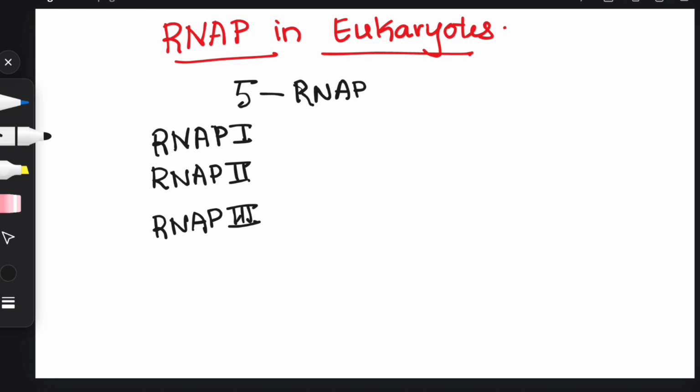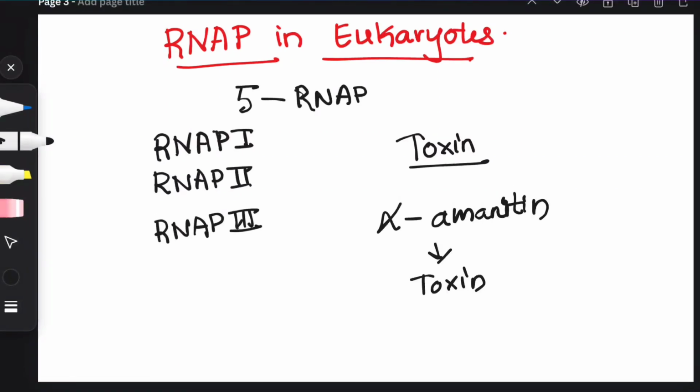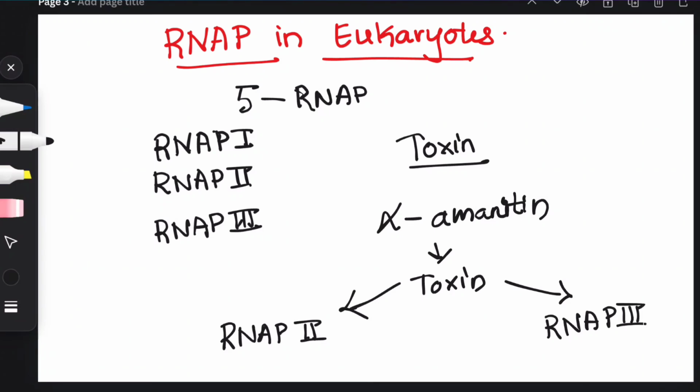Now, how were they discovered? They were discovered by a toxin which is present in a mushroom, called alpha amanitin. This toxin is very sensitive to 2 types of RNA polymerase, that is RNA polymerase 2 and RNA polymerase 3. So RNA polymerase 2 and 3 are inhibited by this toxin, alpha amanitin, but it does not have any impact on RNA polymerase 1. On this basis they discovered the 3 types of RNA polymerases.